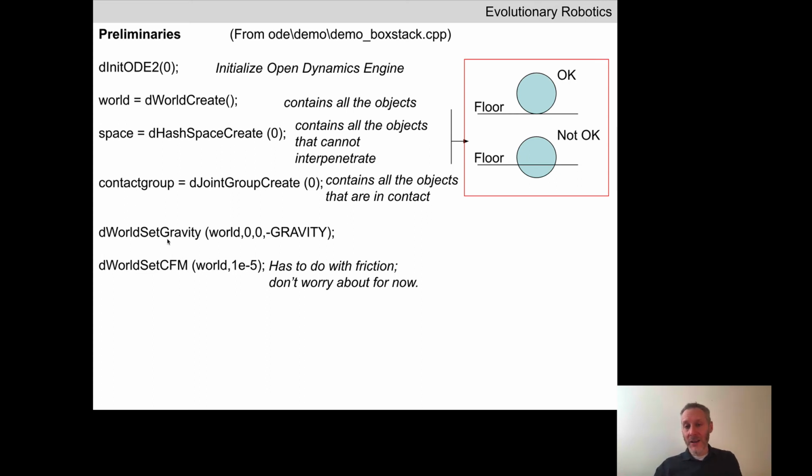As you've already done in your code, you can set various details of how your world works. You can set gravity to Earth normal, which is minus 9.8 meters per second squared. You can set this to Mars gravity.